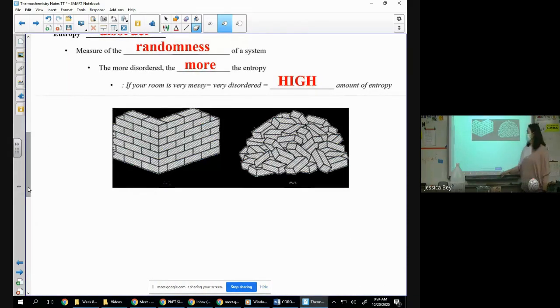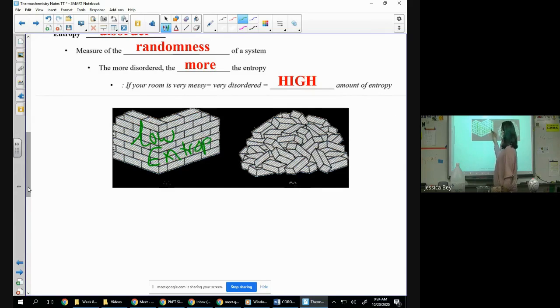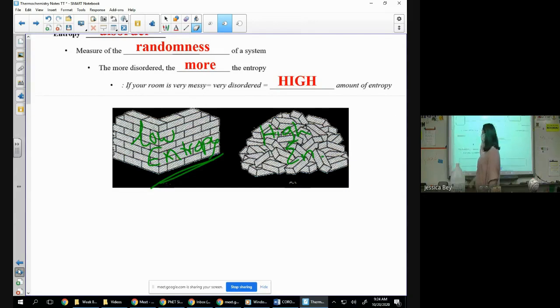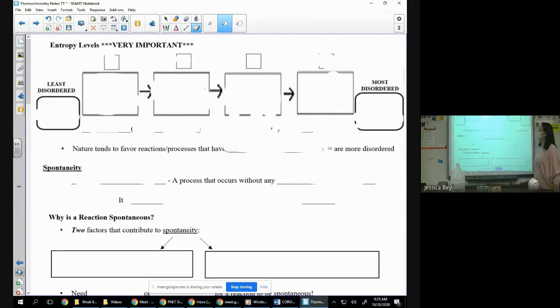But at the end of the day, if you think about it as some bricks, this would be low entropy, or low disorder, okay? And the pile of bricks that was just a mess, that's high entropy, okay? Perfect. Let's put it all together, and then we can do some practices because we got to talk about spontaneity. Oh, we're going to talk a little bit more about entropy. Just kidding.